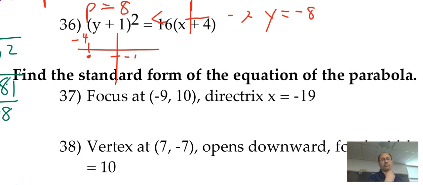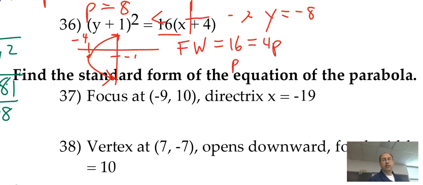Which way are we opening? Y squared and it's positive. That is opening to the right. Okay. How about that focal width? 16, right? That's 4p. So what's 1p? 4. So now I can use that to come 4 units this way to find my focus.